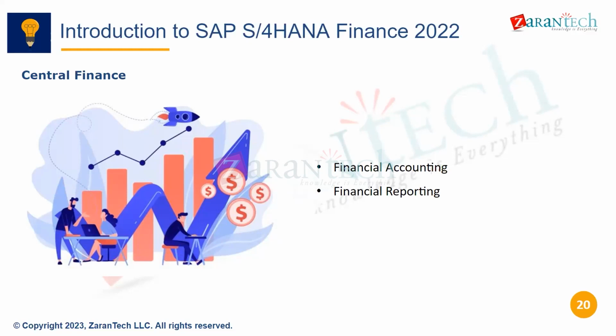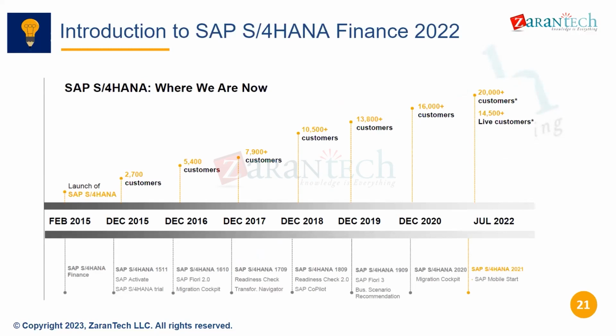So this is one thing. Another advantage of central finance is if the company is having multiple systems and now wants to migrate to S4HANA, they can go one by one. They can start the S4HANA migration on one system, and all other systems will run on the older software. So this will also help the companies to migrate in a phase-wise manner. The first S4HANA version was introduced in 2015, that was called 1503.